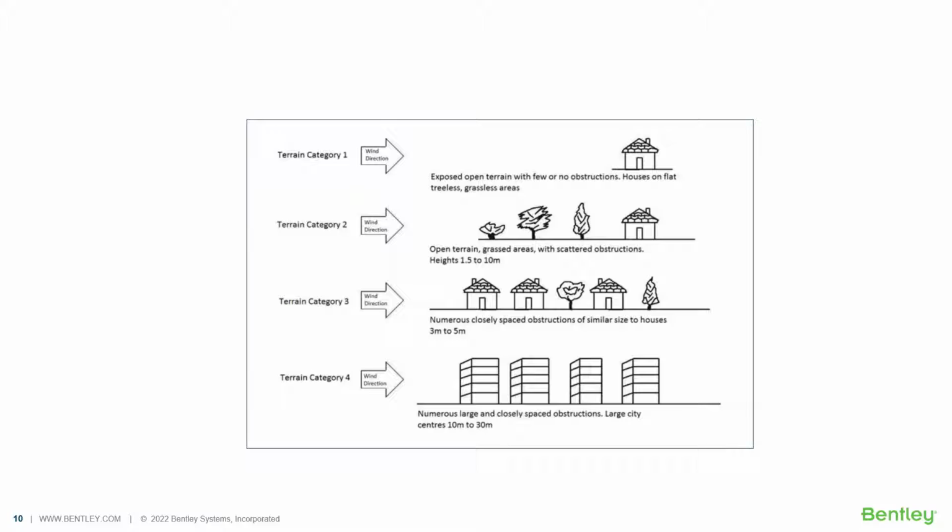Category 2 will have scattered obstructions with heights between 1.5 meter to 10 meter. And category 3 is a terrain with numerous closely spaced obstructions with building size up to 10 meter. Normally towns and industrial areas fall under this category. Category 4 will have numerous large, high closely spaced obstructions. Large city centers or well-developed industrial complexes fall under this category.